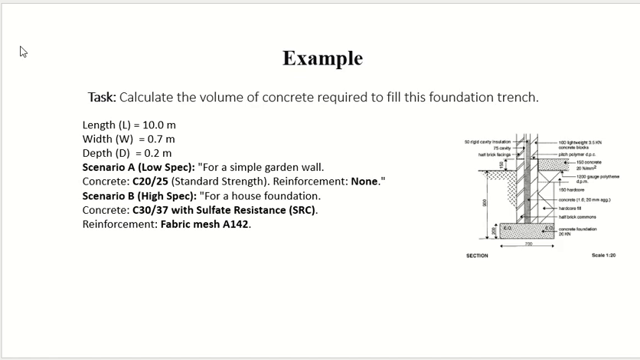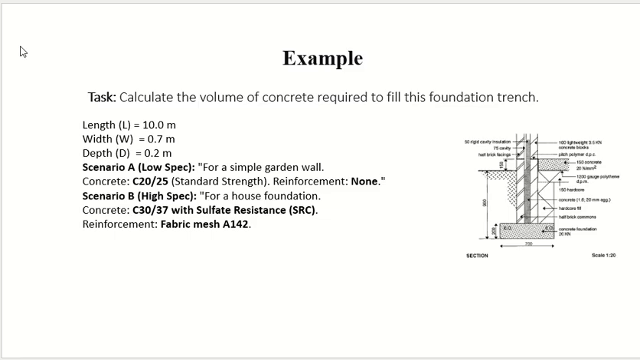So for example, we have to calculate the volume of concrete for a foundation trench, something we already did last time. The length is 10, the width is 0.7 and the depth is 0.2. But now we have two scenarios. One scenario is this foundation trench is of low specification, maybe for a garden wall. A garden wall is very low, it will not go to the top floor, so we don't need a very heavy foundation. We can use this type of concrete without reinforcement.